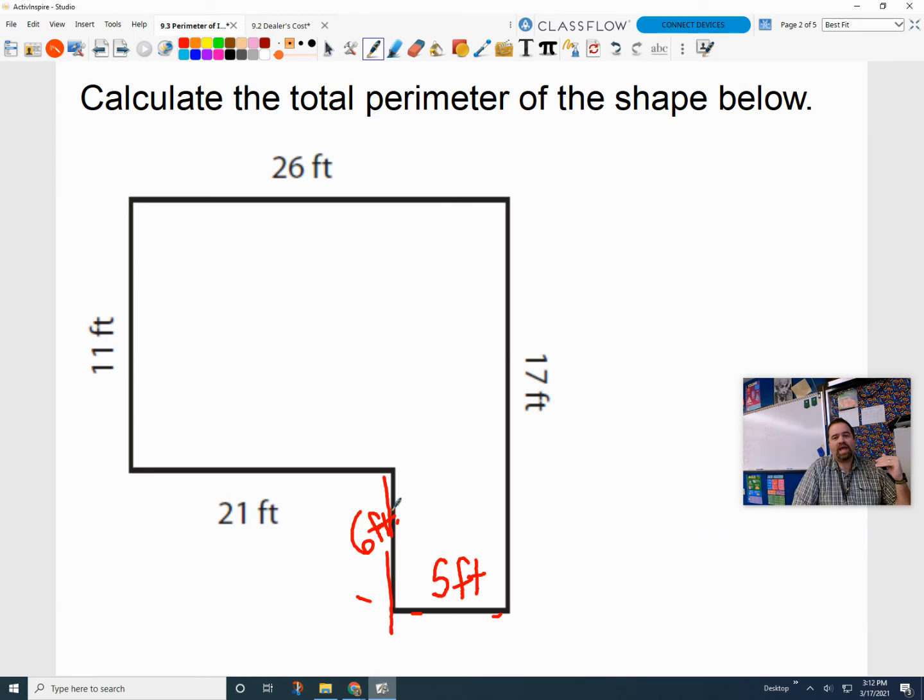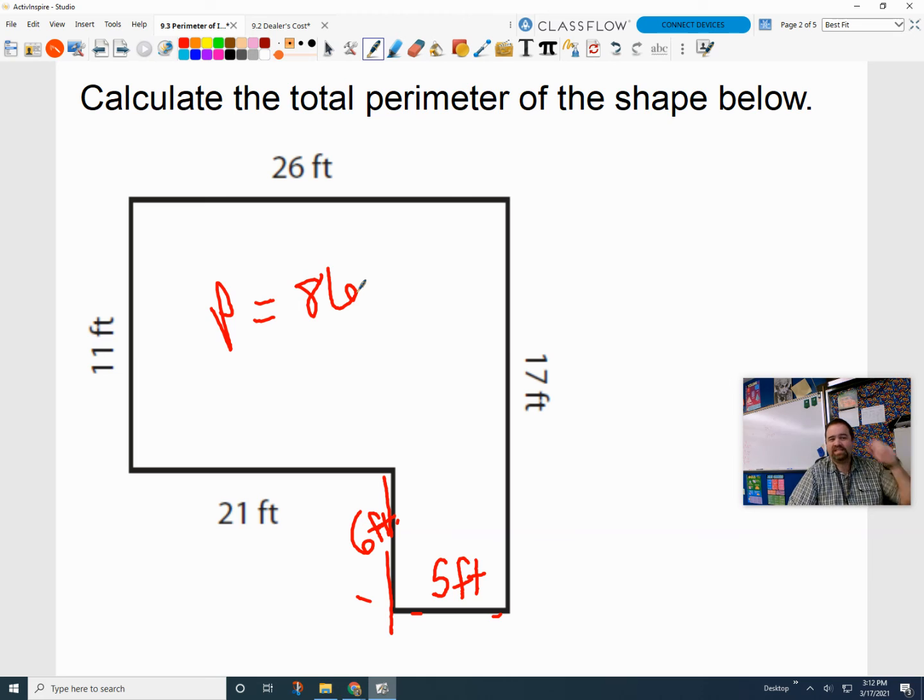So what I need to do now is go around and add up all of my sides, just like we've done on all the other ones. It's got that dent in it that you have to figure out a couple sides on. So I've got sides that are 11, 26, 17, 5, 6, and 21. This thing has a total perimeter of 86 feet.